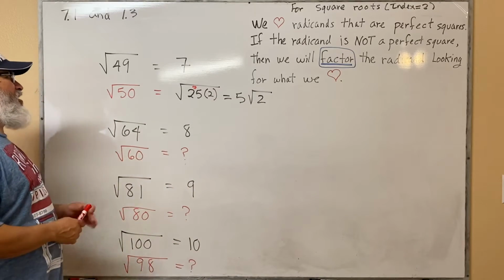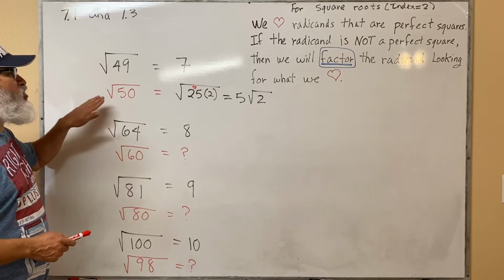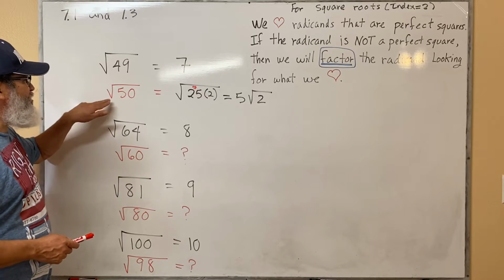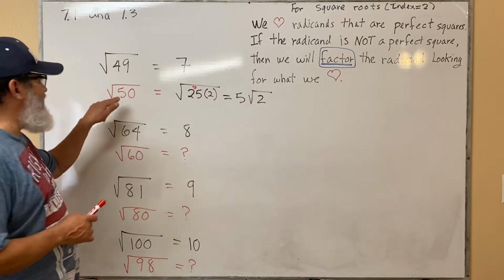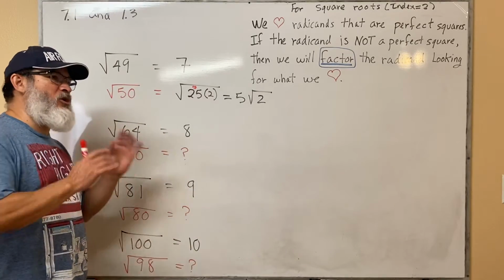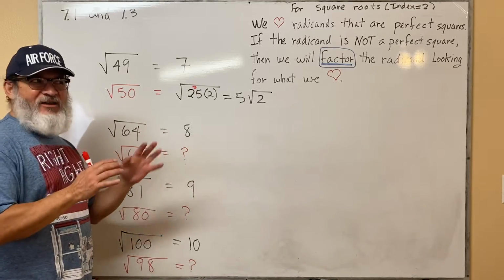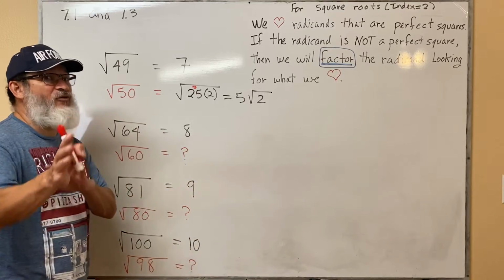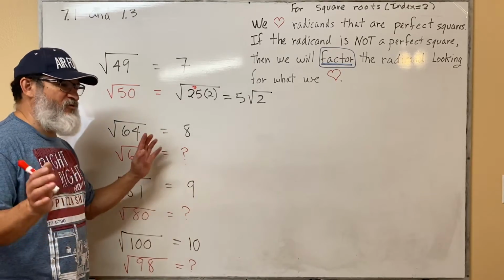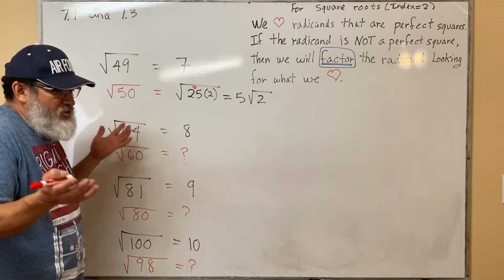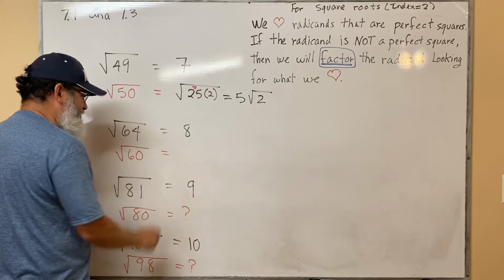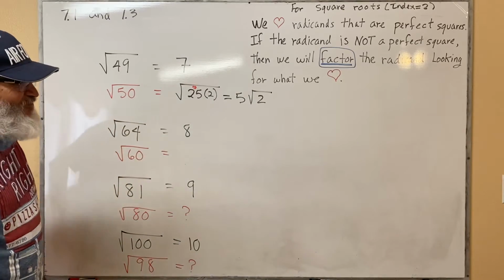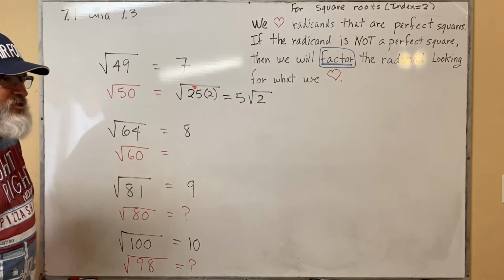Okay. So now I know how to simplify this. This is what you're going to use to simplify the square root of a number that's not a perfect square. You're going to factor that number looking for what you love. If you cannot find factors that are perfect squares, that's not your fault. It's no one's fault. It's just the way it is. How about this one? Let's find factors of 60 that are perfect squares.